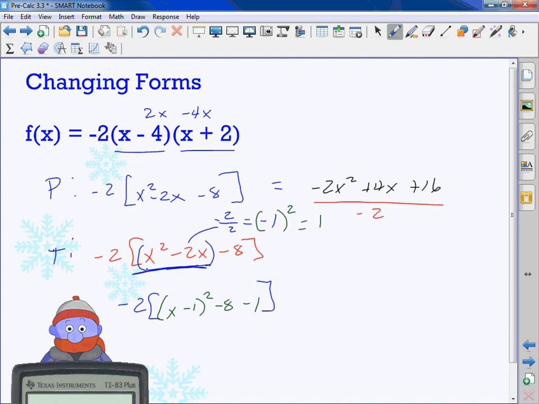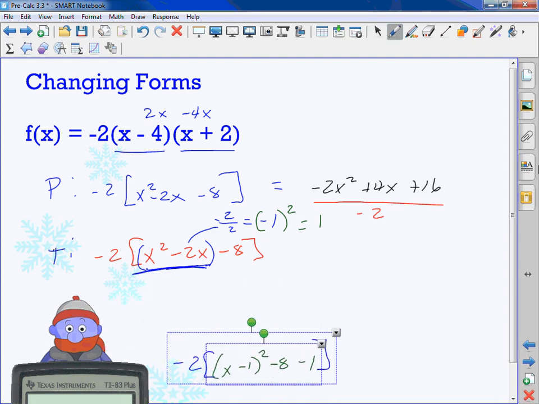Any questions there? Why did I subtract 1 out here? Whatever I do on the inside, I have to do the opposite on the outside to cancel it out, because what we're trying to do is complete the square, make it a perfect square inside. The little step I cut out is -2 times x squared minus 2x plus 1 minus 8 plus 1. That's what I did. I just went straight from here down to there.